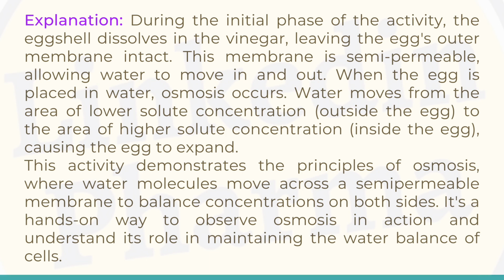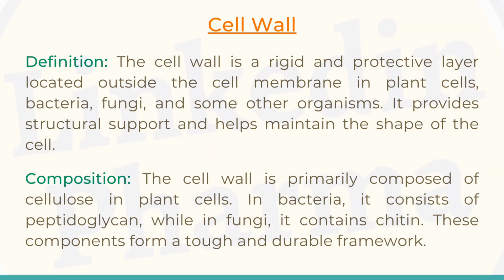cells. Cell wall. Definition: the cell wall is a rigid and protective layer located outside the cell membrane in plant cells, bacteria, fungi, and some other organisms. It provides structural support and helps maintain the shape of the cell. Composition: the cell wall is primarily composed of cellulose in plant cells. In bacteria, it consists of peptidoglycan, while in fungi, it contains chitin. These components form a tough and durable framework.